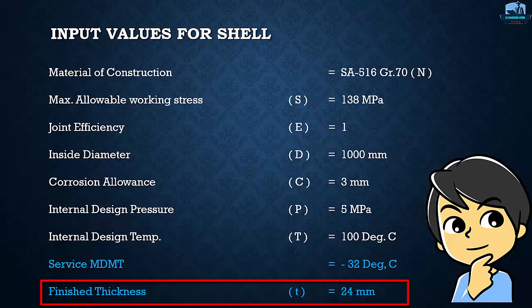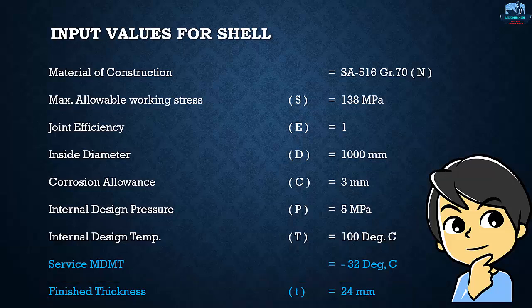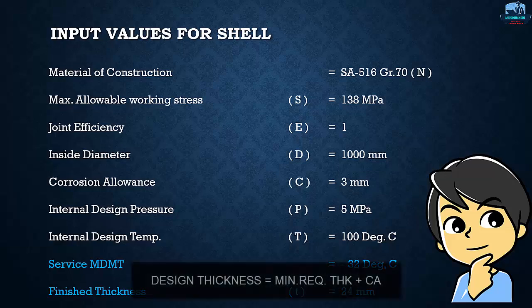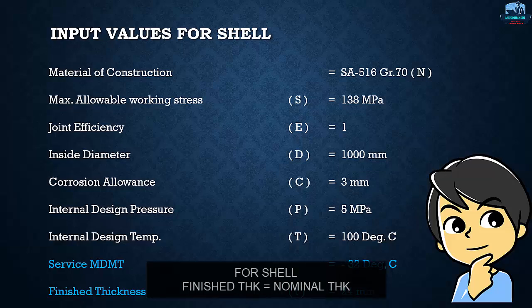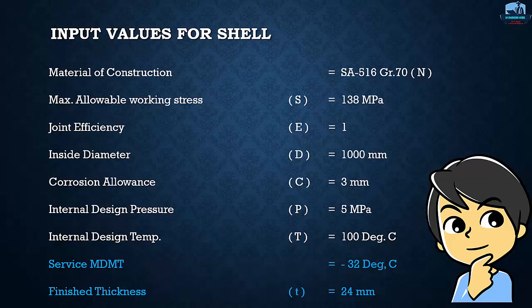A very important concept here is the finish thickness we considered as being available in the market. In general, we always assume the finish thickness to be slightly higher than the design thickness as obtained from the calculations, as design thickness is simply the minimum required thickness plus corrosion allowance. In practice, the thickness available in the market is referred to as nominal thickness. However, for components like shell, finish thickness is the same as the nominal thickness. But for dish end, the finish thickness and nominal thickness differ because we must account for the forming or thinning allowance.